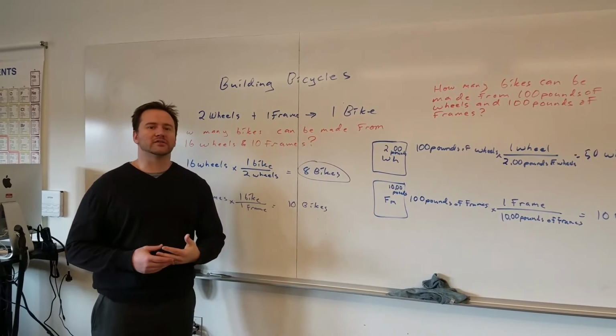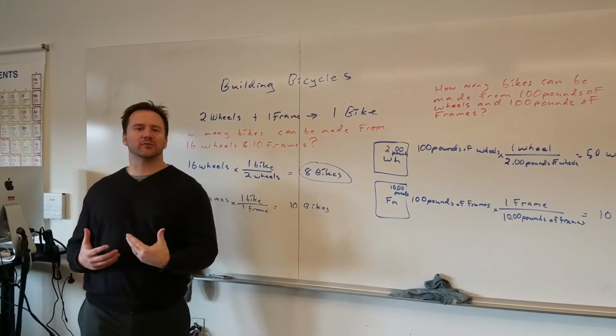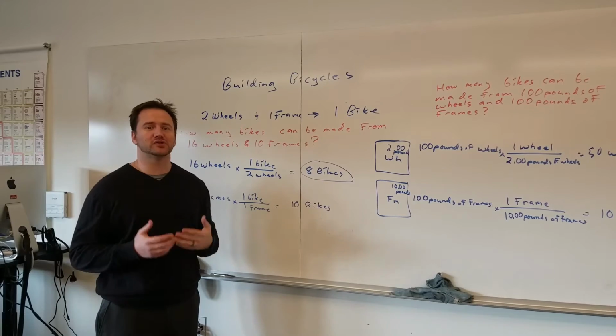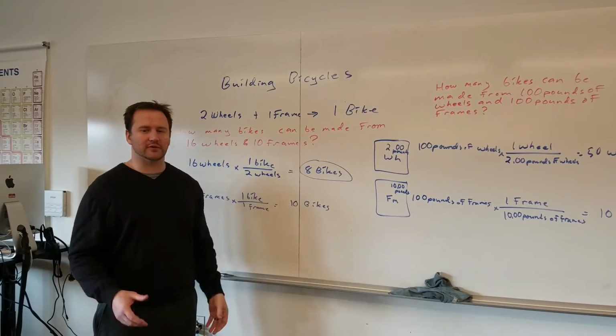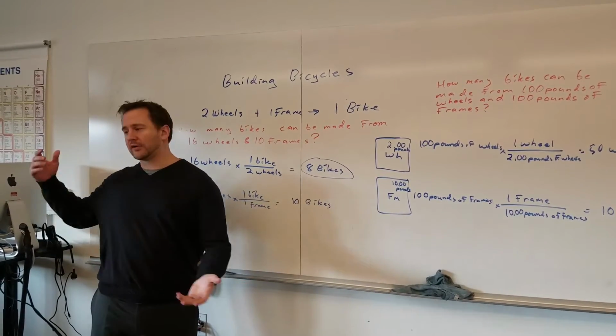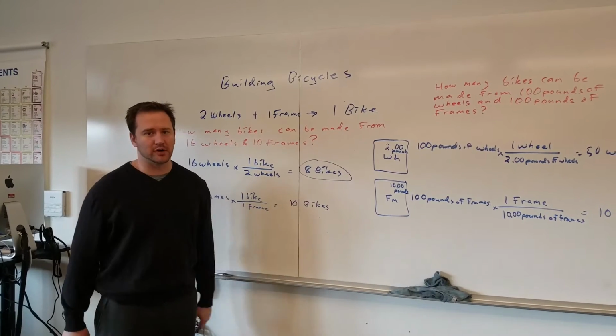So now what we're going to start doing is looking at how much stuff we can make, because that's what this unit is about. Stoichiometry is like putting things together to figure out how much stuff you can make, or figuring out how much stuff you need to make a certain amount of product.